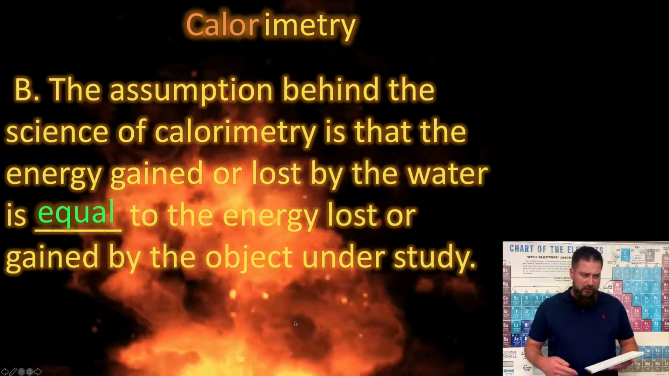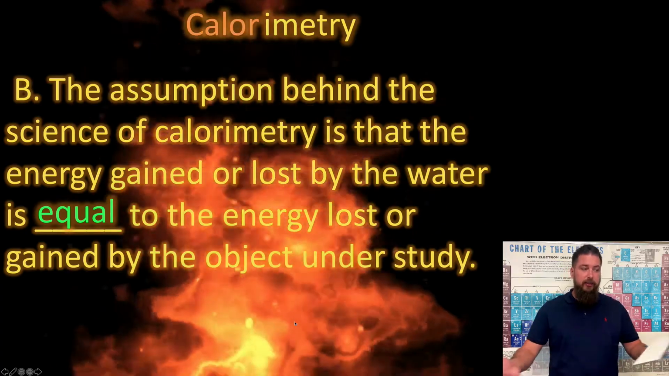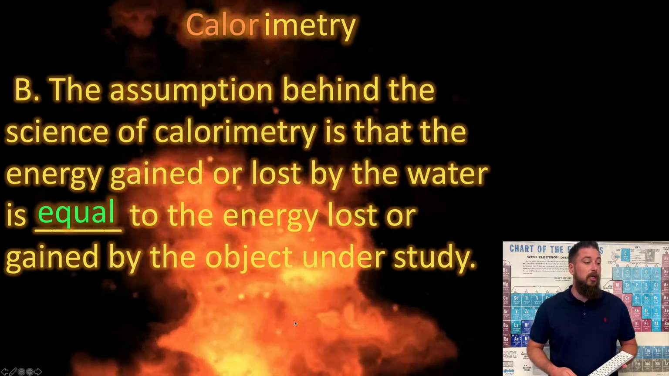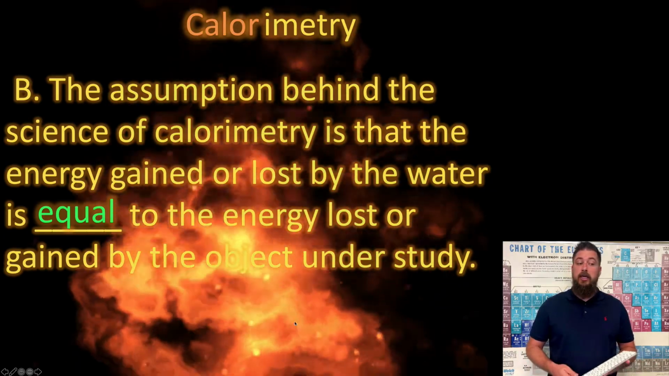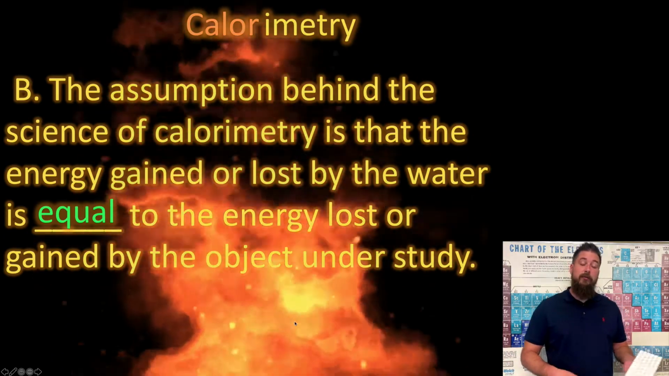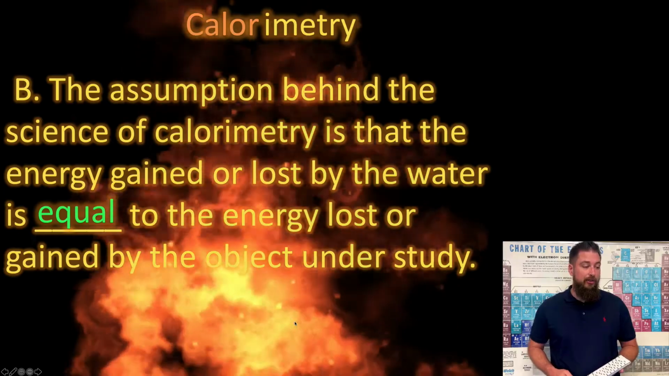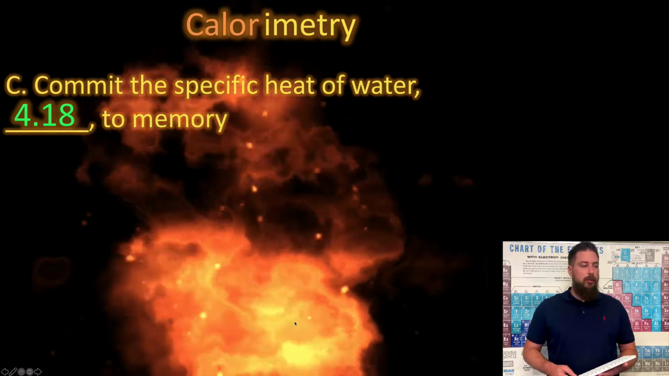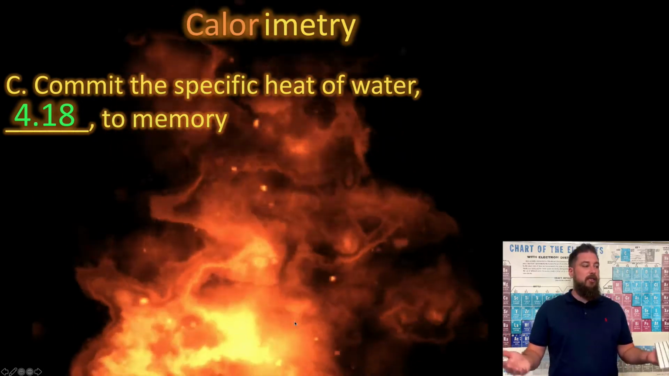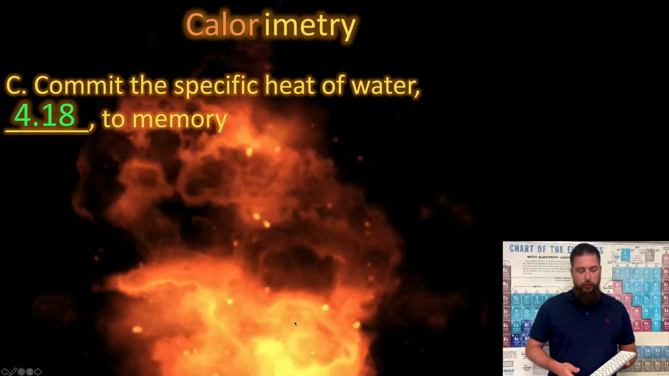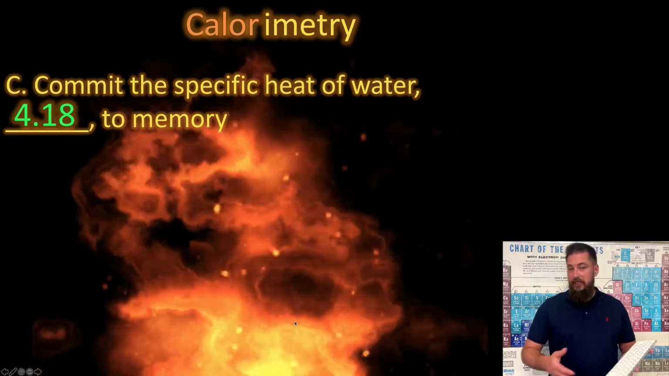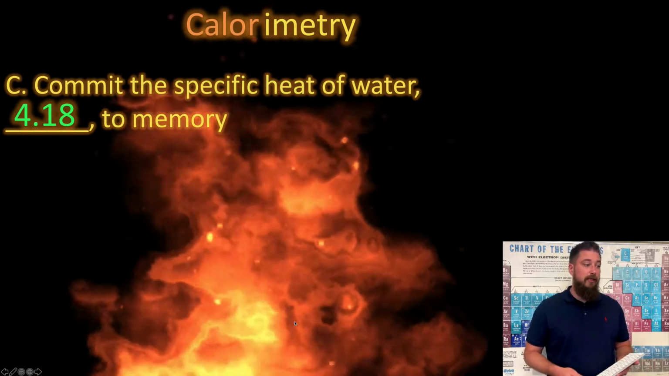The assumption behind calorimetry is that the energy gained or lost by the water is equal to the energy lost or gained by the object that we're studying, whether that be a chemical reaction or just some sort of phase change. Now, something that we want to keep in mind is that the specific heat of water is 4.18, and that is going to be very important because we're going to use that number a lot.